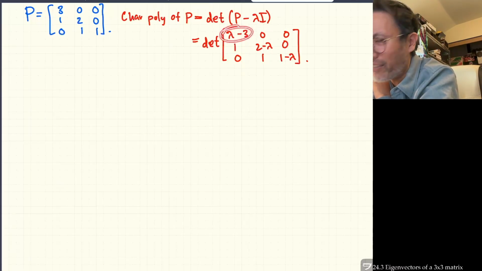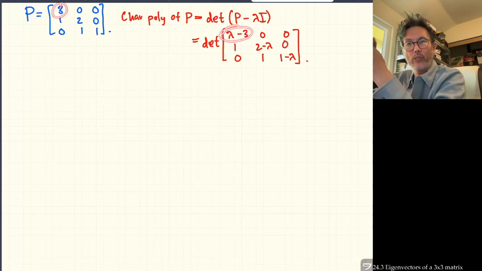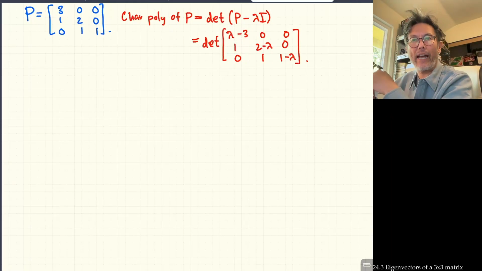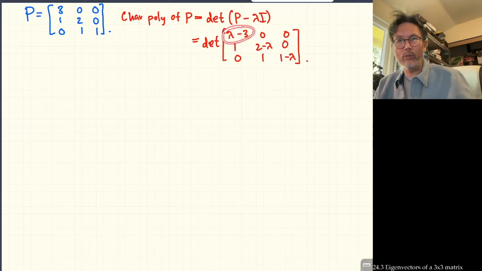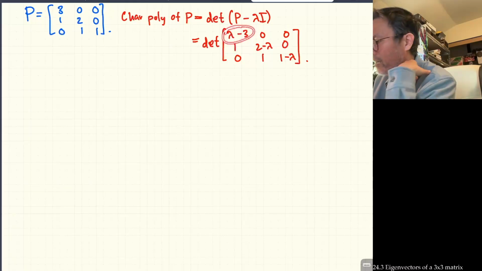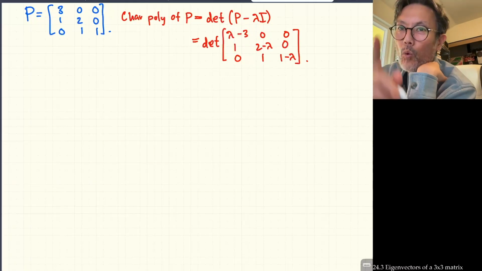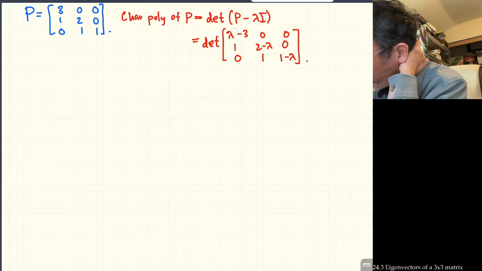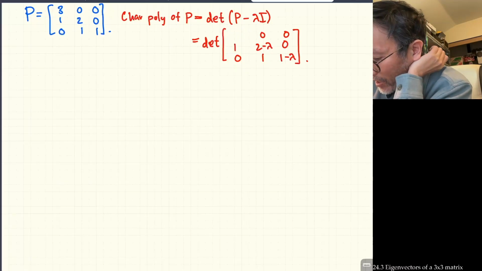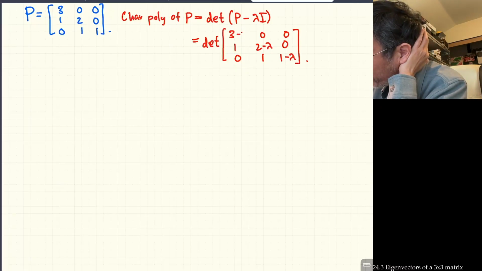You see that? Lambda minus 3? Of course, it should be 3 minus lambda. You subtract lambda from the diagonal entries, okay? So don't do this. This is exactly the kind of thing you do on an exam or something like that. So this is a good warning to you. Don't do that. In fact, what you want to be writing there, of course, is 3 minus lambda.